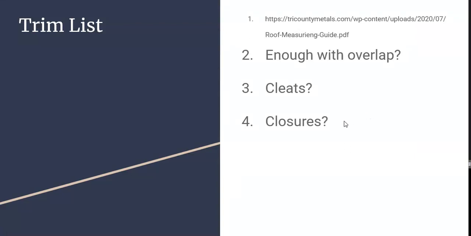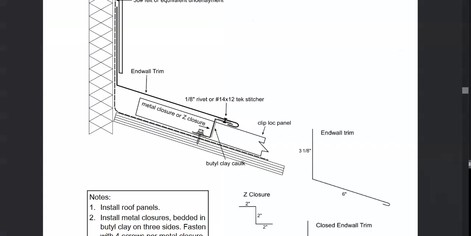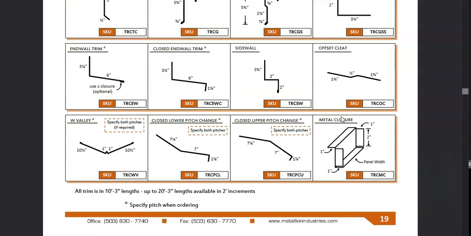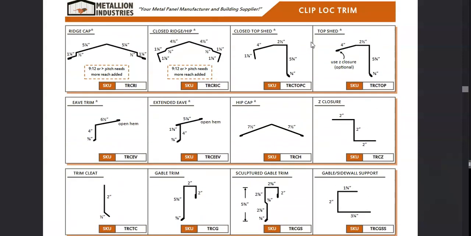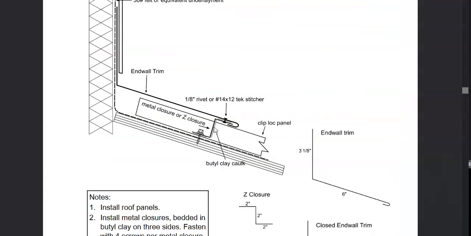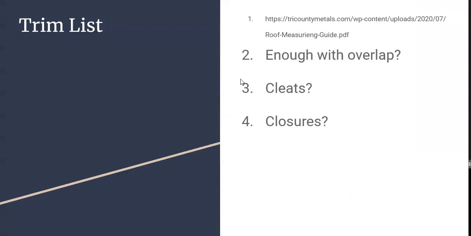Next in our list is metal closures. I know a metal closure isn't a trim piece, but in some cases it'll get added to the trim list. Right here we see a side view, and if we go to the trim list, a metal closure here has the tabs, but the Z closure, at least this is Metallian Industries, is just a linear piece, meaning, just like the rest of the trim pieces, there's no tabs on it. You would just put caulking on the sides. Anyway, point is if you have an end wall detail, you might want a Z closure, another little piece you don't want to forget about.